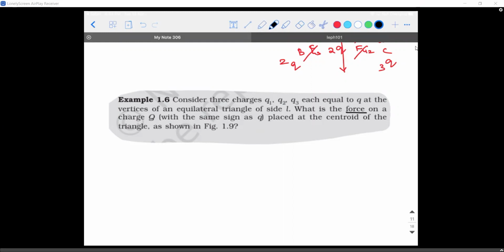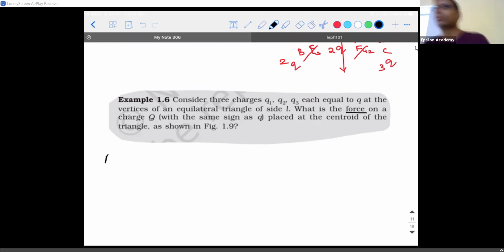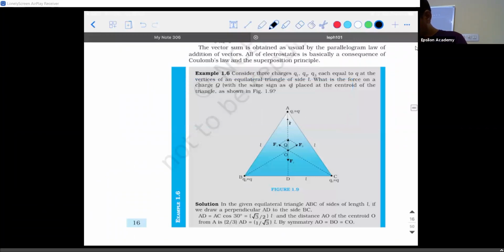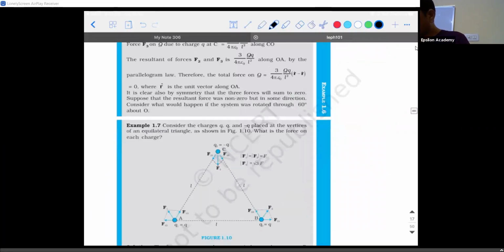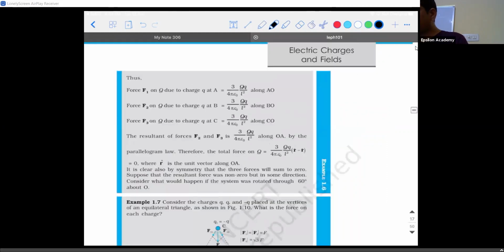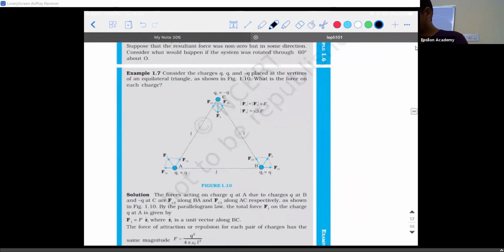Zero, sir. Zero. Right. The answer is zero, and you people know why. Right. So this is a simple one. I'm not doing it. Let's proceed to the next one. In your textbook, they have used too many vectors. You can instead follow the method which I taught you. So let's do the next one.